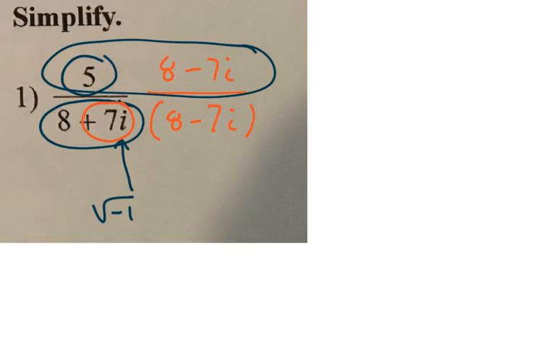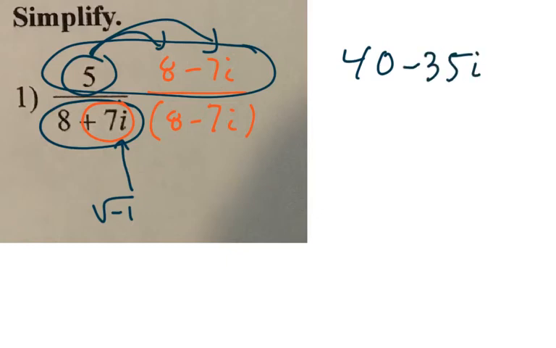Now, that one I don't think we need an area model for. 5 times 8 is 40. Distributive property, right? 5 times -7i is -35i. So far, it's that simple, guys. All I did was distribute a 5. Now what? Let's see what happens down here.